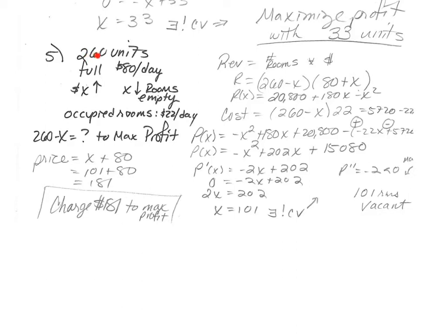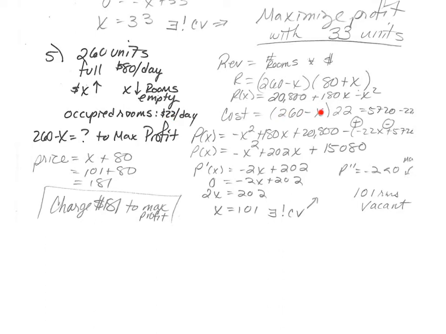And so we can go ahead and write the price based on that, which is going to be x plus whatever the 80 is. And so here we get price is that. The quantity is going to be the number of rooms, 260 minus however much we're adding to the price. Go ahead and FOIL that out. The cost, they tell us they're going to charge us $22 a day for occupied rooms.